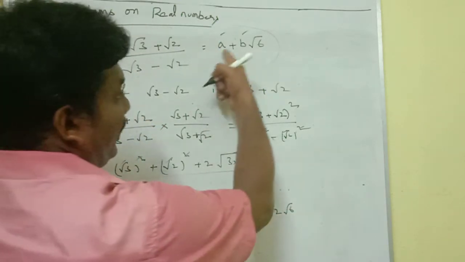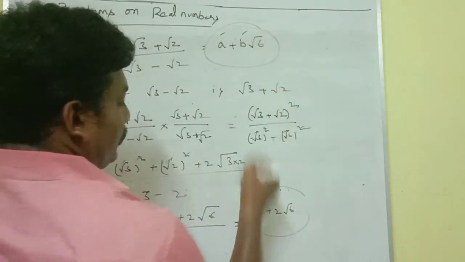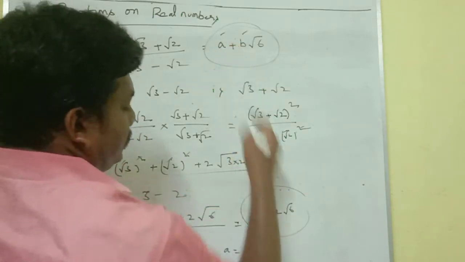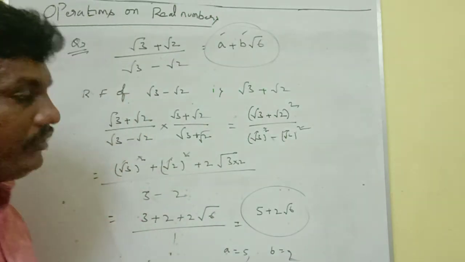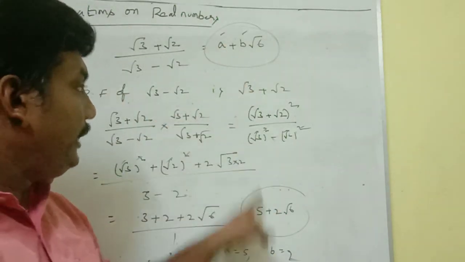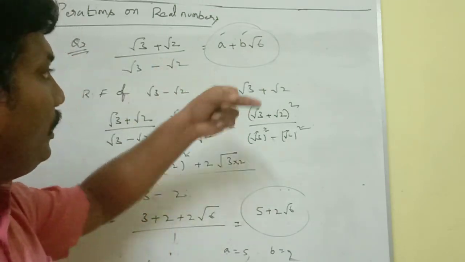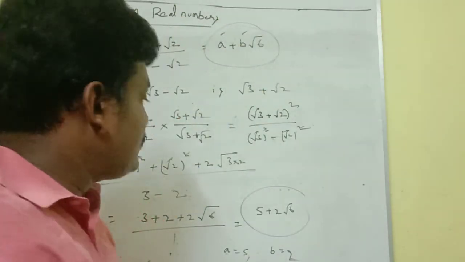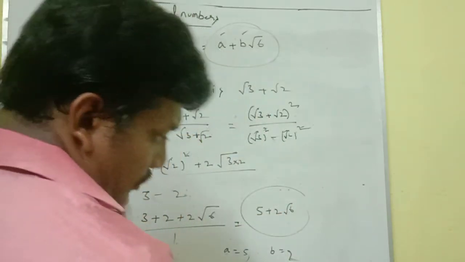Now it is in the form of a plus b root 6. In the place of a it is equal to 5, in the place of b it is equal to 2. So like this we have to find. Here these are like terms, and like terms are going to be compared. By comparing the corresponding coefficients, we get a is equal to 5 and b is equal to 2.